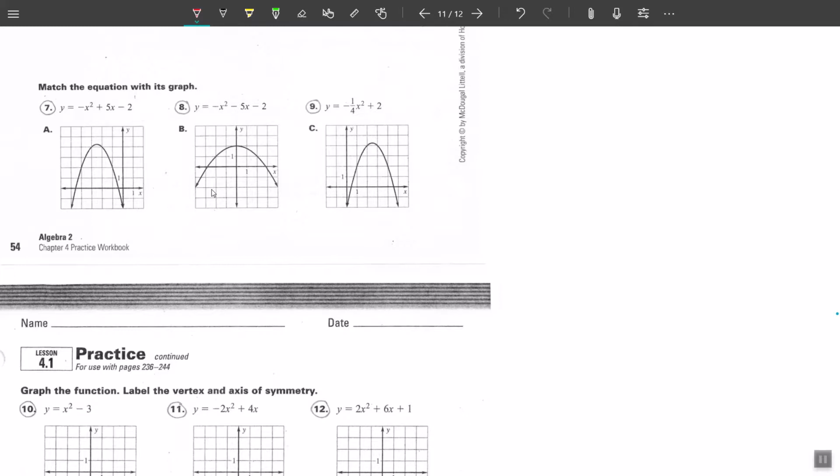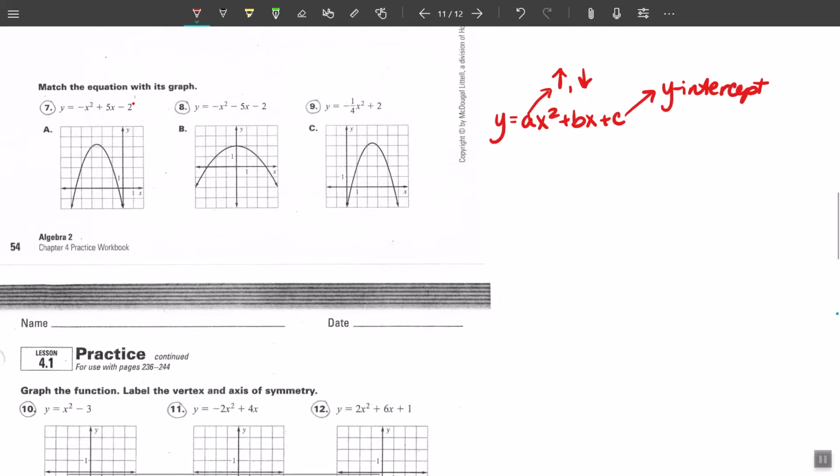The next probably easiest thing to do to narrow down is to look at the y-intercept when you have your quadratic. Okay, so here's your form again. We know that the a value is going to tell us whether it's opening up or down. The c value is going to be the y-intercept. So in y equals mx plus b, when we had a linear equation, the b told us where it crossed the y-axis. In a quadratic, the c is going to tell us where it crosses the y-axis.